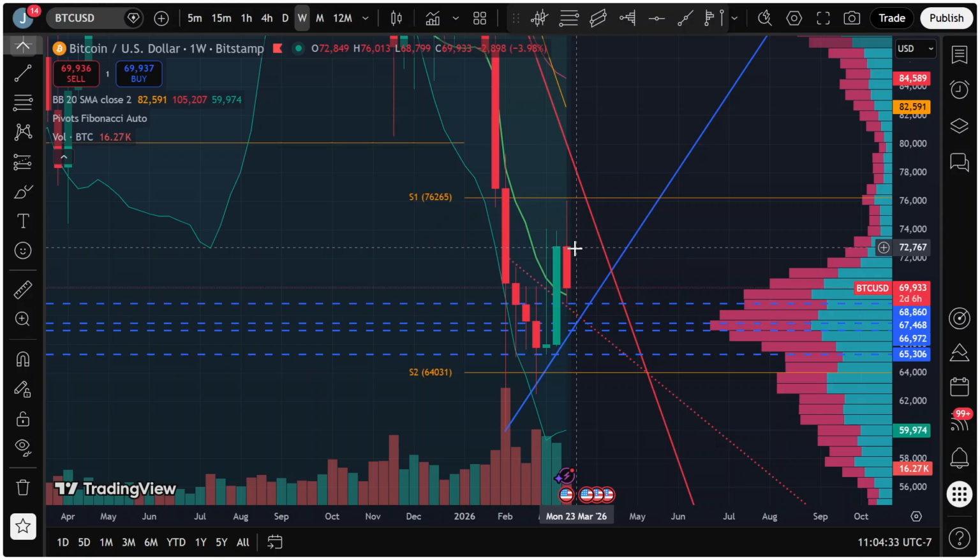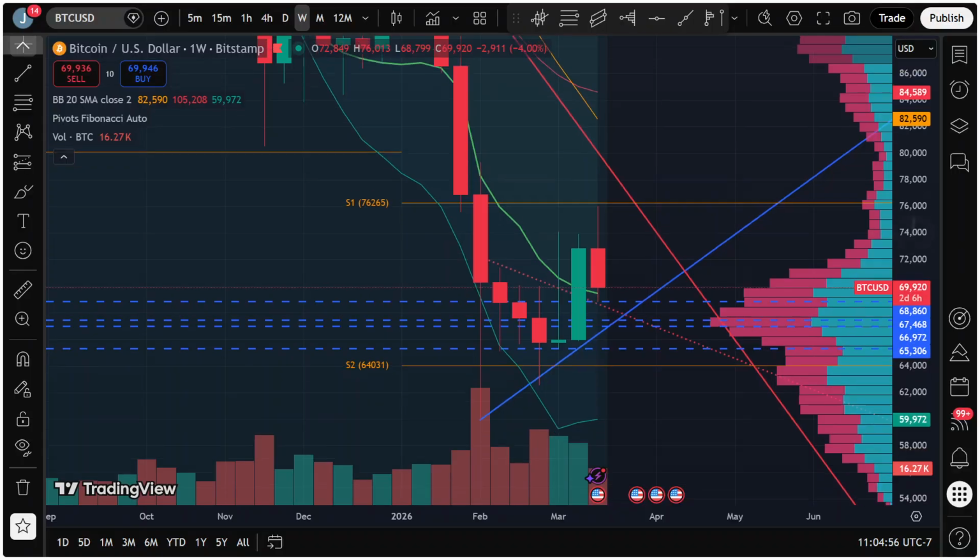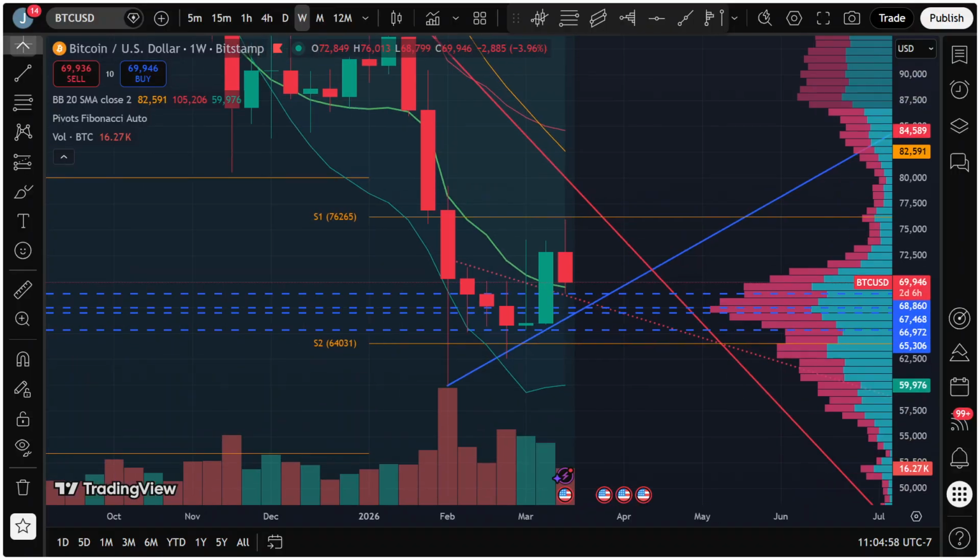So that's what we want to see for the weekly. Ideally, we don't need to close back above this week. It's okay for us to have a bearish candle. That's okay, not the end of the world. However, we do want it to close above about 70.2K. Above about 70.2K, excellent. We have permission to make another run towards 76.2. If that is not the case, then we are just going to see a continued failure down.